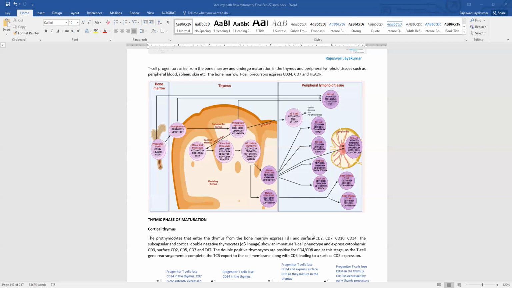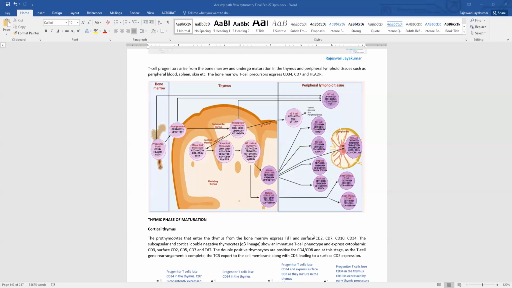The bottom line that you have to remember is that CD7 is consistently expressed in all the T cells throughout their phases of maturation. CD3 is initially not expressed on the surface, and in the initial stages it is only in the cytoplasm. As the T cell genes rearrange, it comes over to the surface. They are initially double positive for 4 and 8, then they eventually mature to become either 4 or 8 positive T cells.